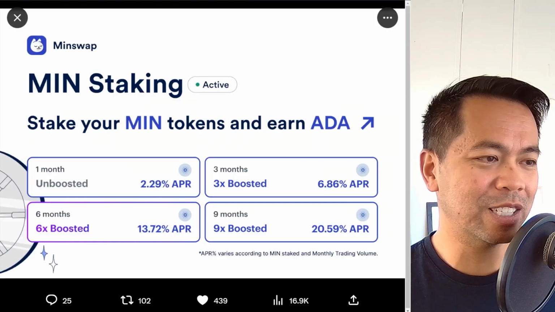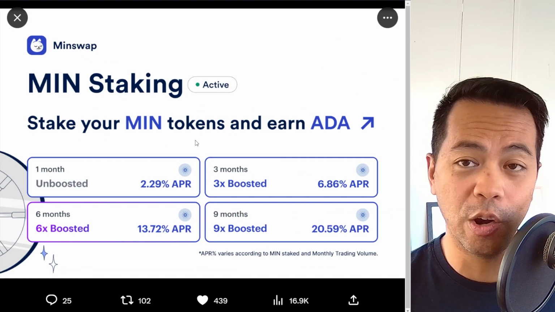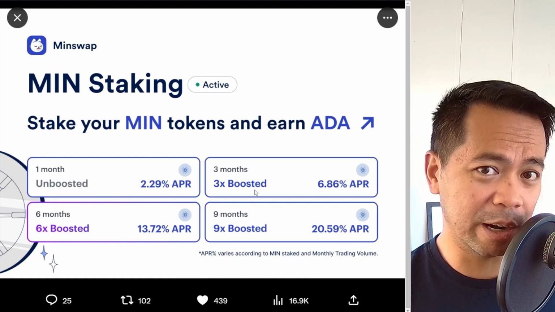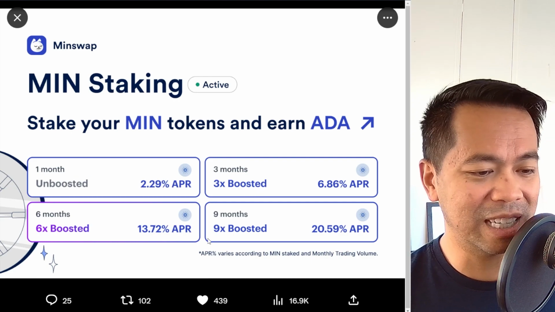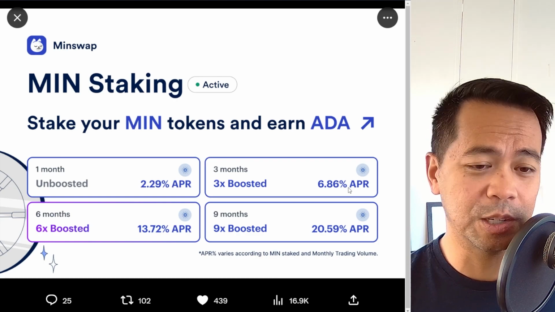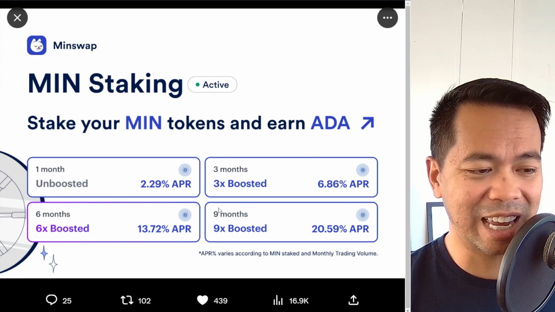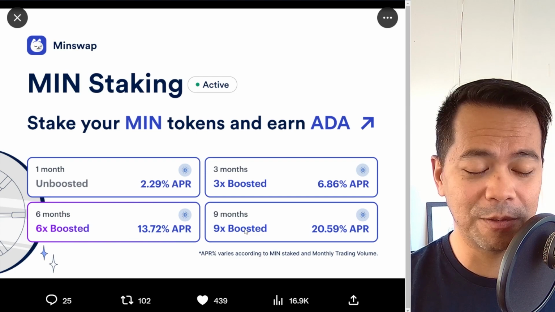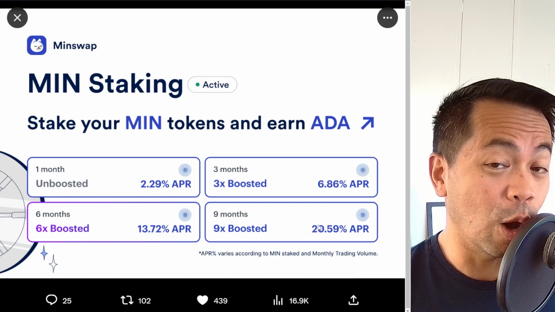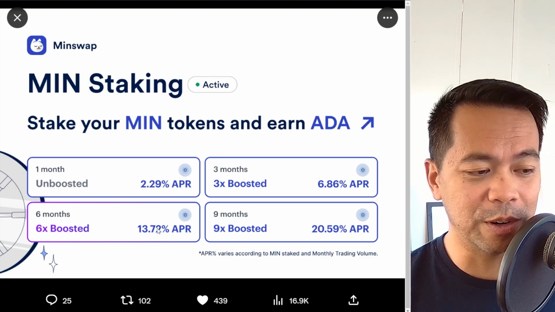So this is their first initial announcement around it. Here we are, we can stake our Min tokens and earn ADA. Really exciting. They have various different periods that you can stake for: 1 month, 3 months, 6 months, or 9 months. And they have a different APR, or annualized percentage return. This really varies depending on how much usage all these staking periods have. So if a lot of people stake for 9 months, the APR will go down. If no one's staking for a particular period, such as the 6 month here, it may be more optimal to go for a 6 month period.